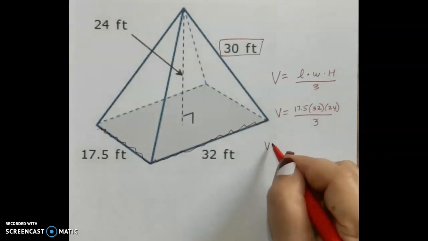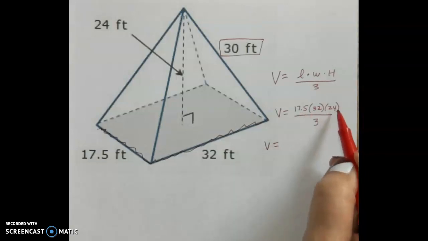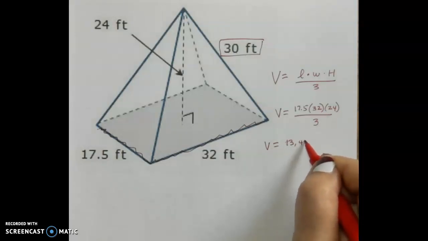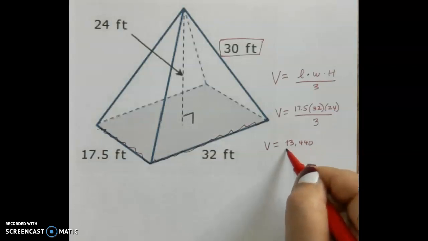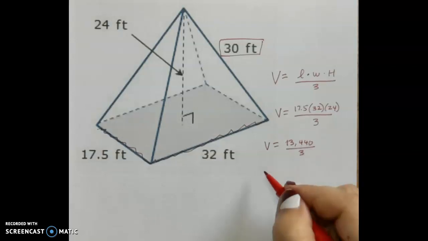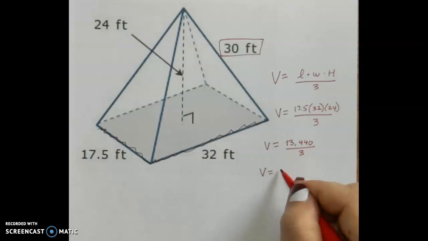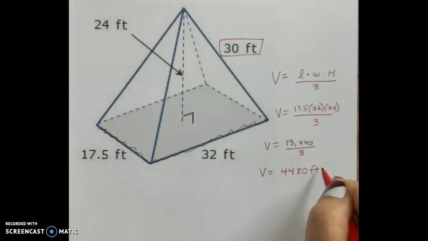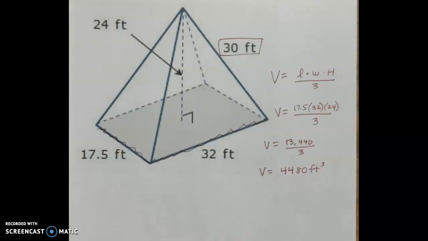All right, when I go ahead and multiply 17.5 times 32 times 24, I got 13,440 divided by 3. And when I divide those, I end up with 4,480. Our label is feet, and it's going to be feet cubed for volume.